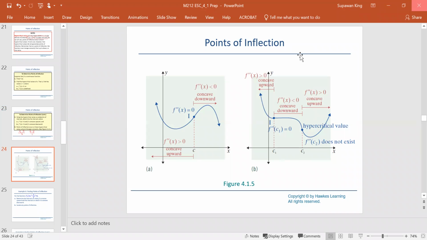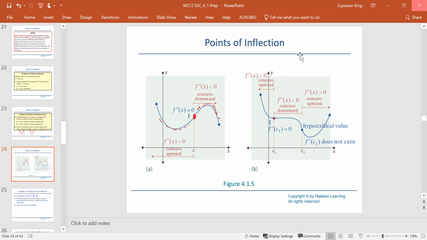Like this example, at point C, on the left side, the graph is concave upwards. The right side, the graph is concave downward. So the point of inflection occurs at C because f double prime changes sign from positive to negative, which is similar to graph B.